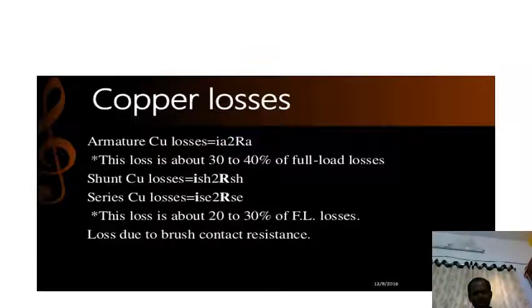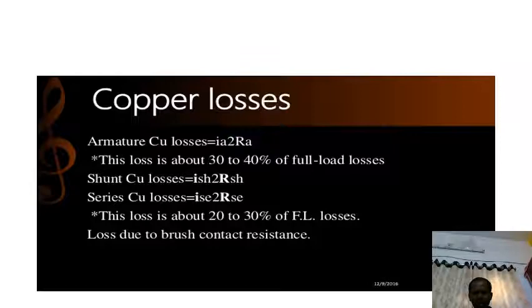Similarly, the armature resistance is also very small as compared to the shunt field resistance. The shunt field resistance is high, so the current passed in the shunt field winding is less. So the copper losses produced are ISS square RSS. In the series field, ISC square RSC. In the armature winding, the copper loss is IA square RA.